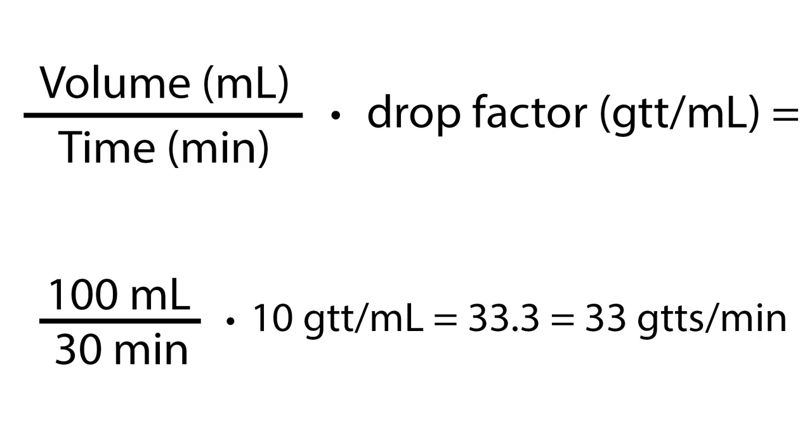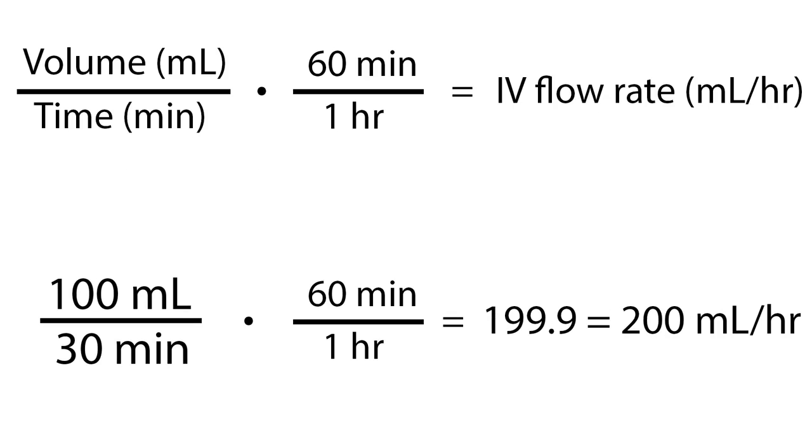Let's look at an example of an IV piggyback medication. Ancef 1 gram in 100 mL normal saline to be infused over 30 minutes. You have a macro drip tubing with a drop factor of 10 drops per milliliter. Calculate how many drops per minute to set as the IV flow rate. Use the formula with 100 milliliters divided by 30 minutes multiplied by 10 drops per mL, which equals 33.3, rounded to 33 drops per minute.